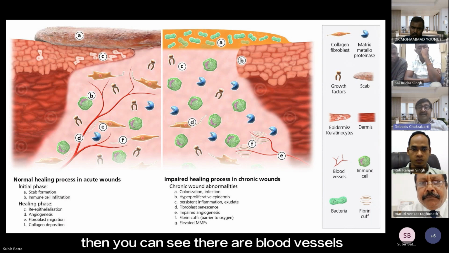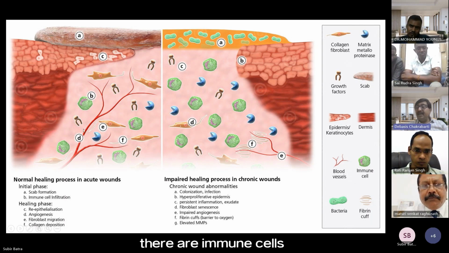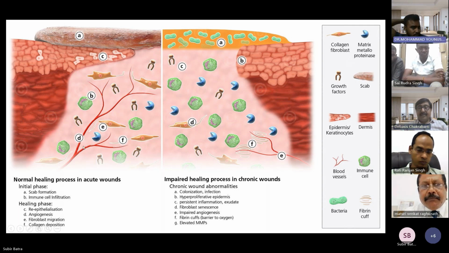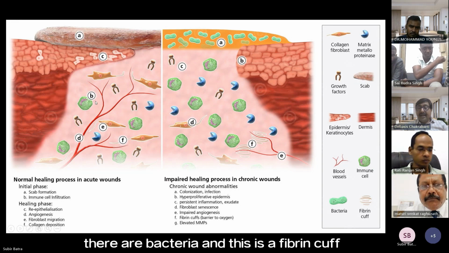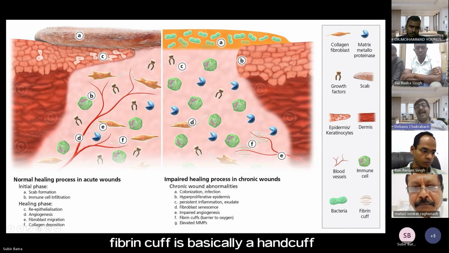Then you can see there are blood vessels. There are immune cells. The same color is the blood vessel. There are bacteria, and this is a fibrin cuff. A fibrin cuff is basically a handcuff.